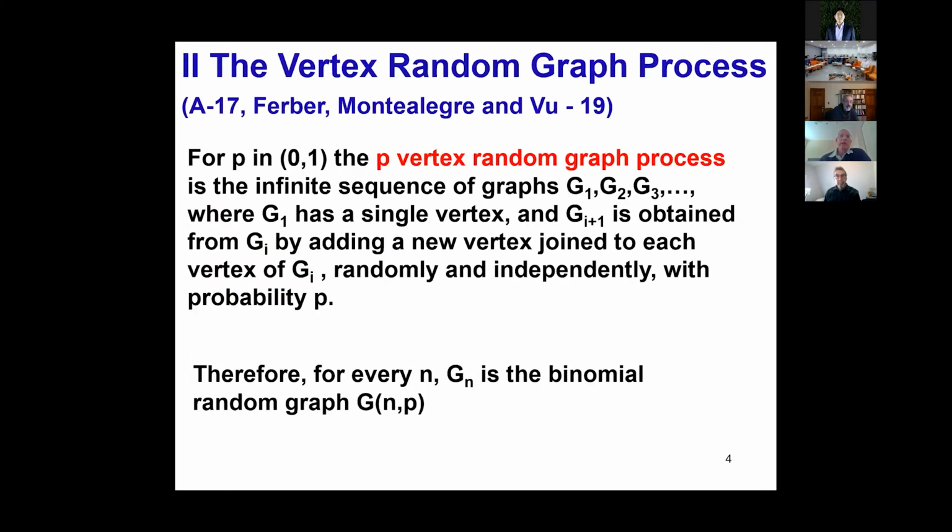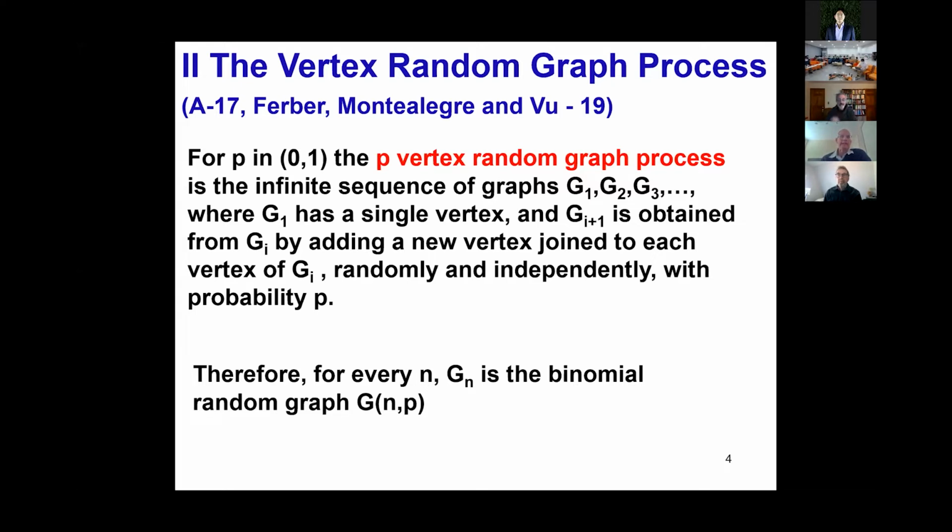Okay, so here is another random graph process, which maybe is somewhat less known or less studied, and I think it's also interesting. So I considered it a few years ago. It was also considered in a paper by Ferber, Montealegre, and Wu, and possibly also by others, because it's a natural process. So this is what I call the vertex random graph process.